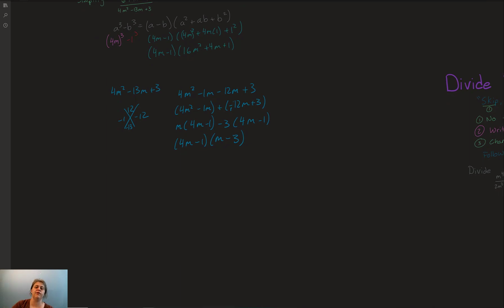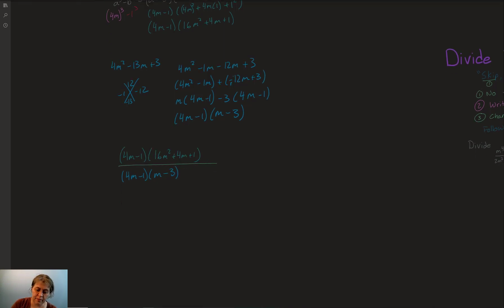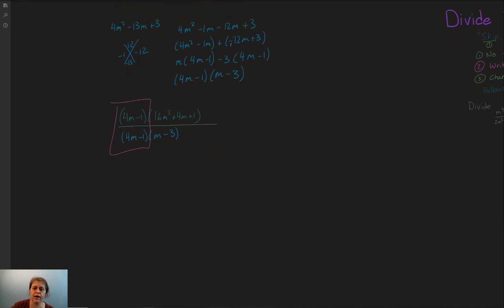So now I'm ready to put this thing back together in my fraction so that I can simplify things. Yay, simplifying! So my top was 4m minus 1 times 16m squared plus 4m plus 1. And my denominator was 4m minus 1 times m minus 3. Whew, yay, there is something that's the same on the top and the bottom, right here. So that just turns into 1, and anything times 1 is itself, so we can just ignore that part, and our final answer is 16m squared plus 4m plus 1 over m minus 3. That's a mouthful.